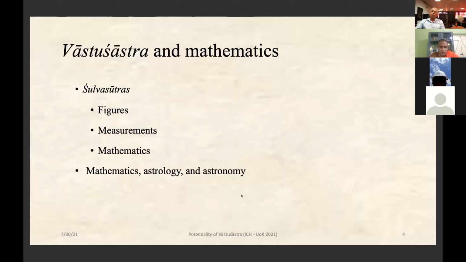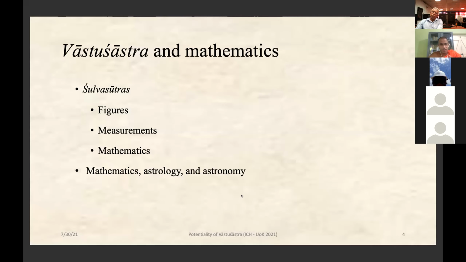If we consider, as we know, there are lots of measurements and figures and some rules, instructions in Vastushastra literature, lots of numbers and figures are there. So these numbers and measurements and figures are inherent, integral parts of mathematics. So if we consider the relation between Vastushastra and mathematics, we can find some evidence right from the Sulba Sutras, which were written around 500 BCE. So Sulba Sutras are basically the treatises on constructing Vedic altars.